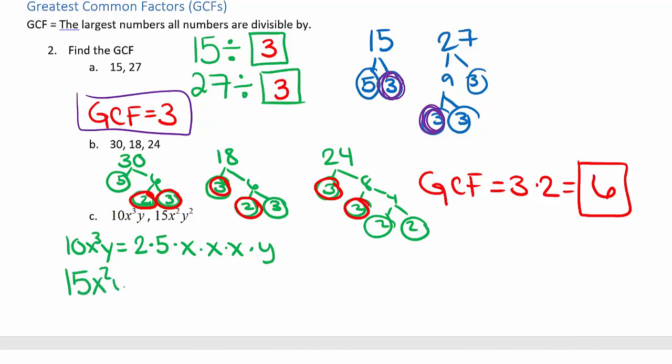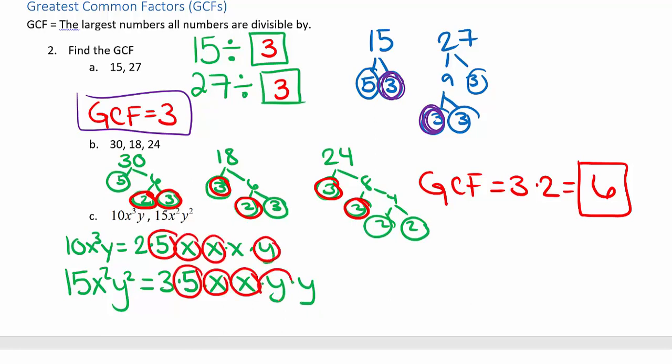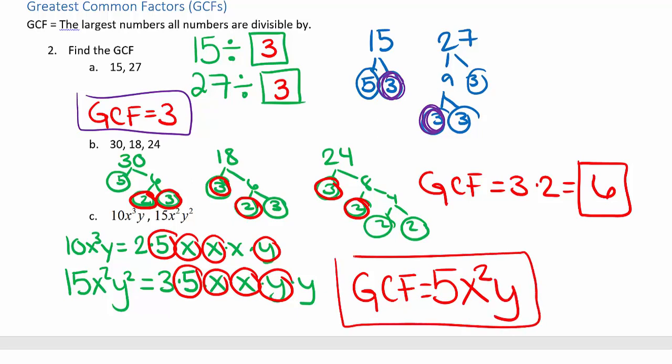Then I can do the exact same thing with the second term. The 15 is 3 times 5. There's an x squared and a y squared. So I just wrote out or listed all the factors. Then I can look for the factors that are the same, factors that are present in both of these, and I can multiply all of them together. I notice I have a common factor of 5, an x times x, which is x squared, and a y. So my GCF is 5x squared y.